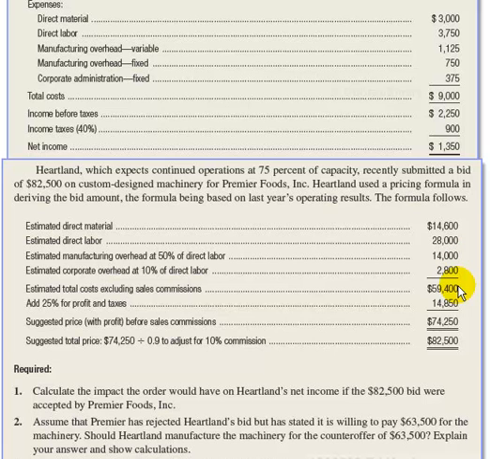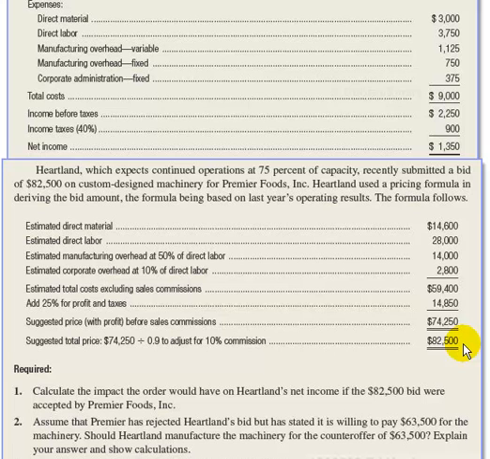So we wind up with estimated total cost excluding sales commissions of $59,400. I'm just going to state them in the actual whole dollars that we see. We add 25% for profit and taxes, and we wind up with a suggested price with profit before sales commissions of $74,250. So if we adjust that, divide it by 90% to account for the 10% commission, we see that the formula approach says the suggested total price should be $82,500.